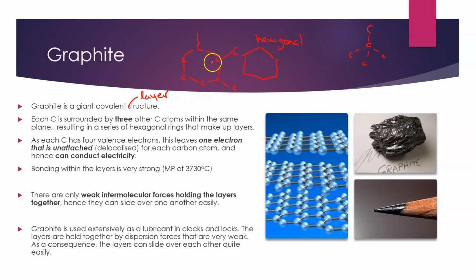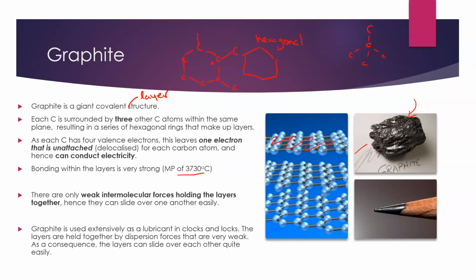This means that there's 1 electron that isn't involved in bonding for every carbon. This electron is delocalized across the layer. Okay, so it's able to move freely throughout this layer, meaning that graphite can conduct electricity. Remembering the bonding is very strong within the layer, so we see very high melting points here, in fact higher than that of diamond. But there are weak intermolecular forces holding the layers together. This is why graphite in your pencil is able to skim across the paper, and the friction between the paper and your pencil grabs hold of one of these layers and lays it down onto the page, leaving a mark behind.